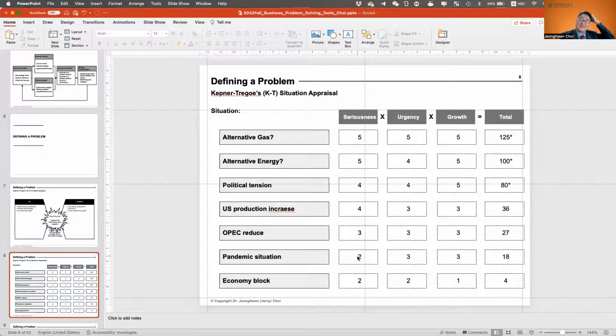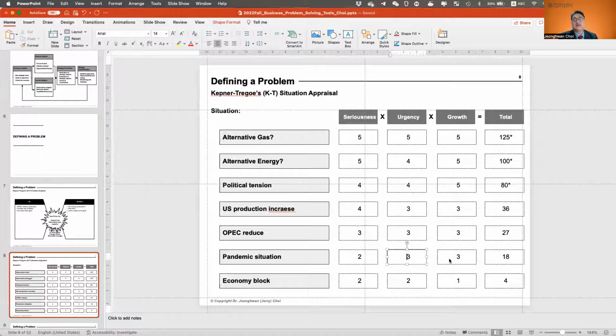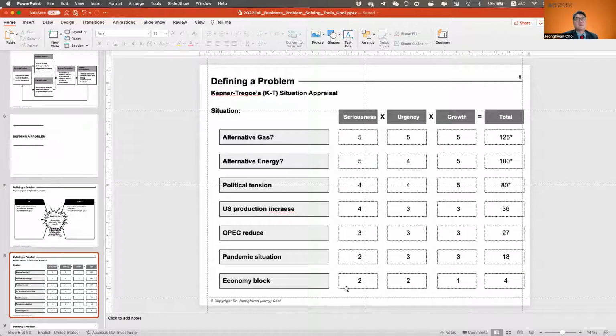Not very serious, so it's manageable. Is it getting urgent? Yes, but sooner or later. So it's manageable. Is it growing? No, I don't think so, it's getting down. Is the economy block serious? No. The urgency is not much, and the growth no. So write it down and give them a number.